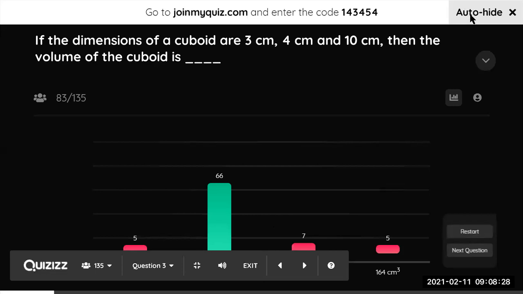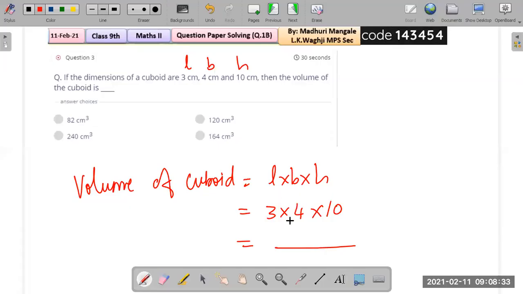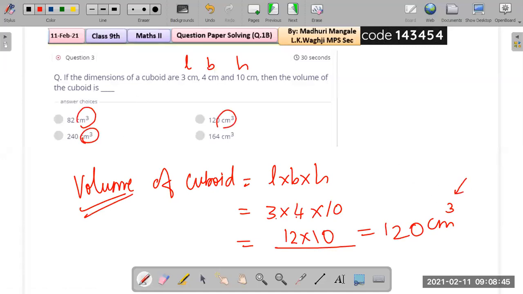Let us move back to the Zoom screen. Everybody on the Zoom screen, please just check. That was 3 times 4, that is 12, times 10. So 12 times 10 is 120. And because it's a volume, the degree has to be 3, so the unit is cubed. Luckily, all the units are the same here, correct? So the answer was 120.